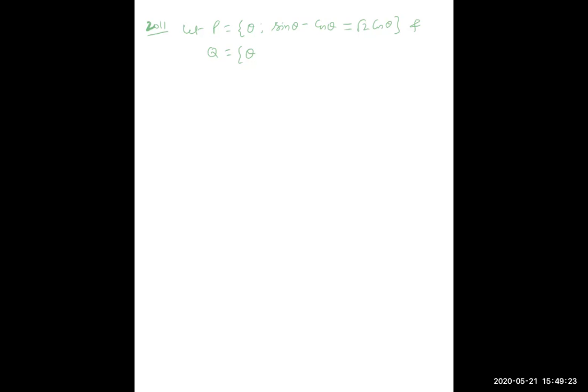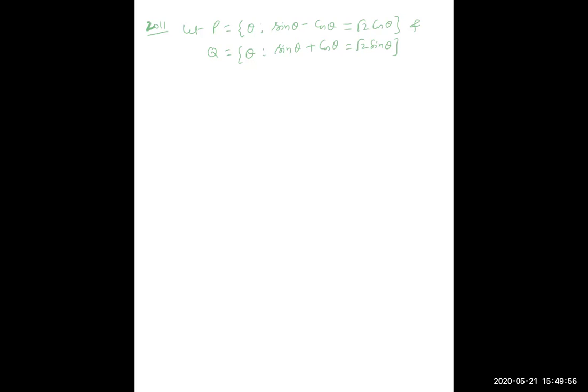And Q is equal to theta such that sin theta plus cos theta is equal to under root 2 sin theta. P and Q are two sets. P is the set of angles theta such that sin theta minus cos theta is equal to under root 2 cos theta, and Q is the set of angles theta such that sin theta plus cos theta is equal to under root 2 sin theta.